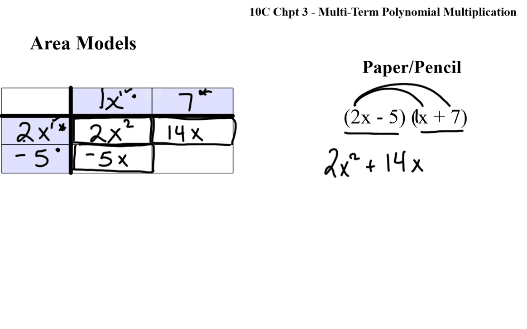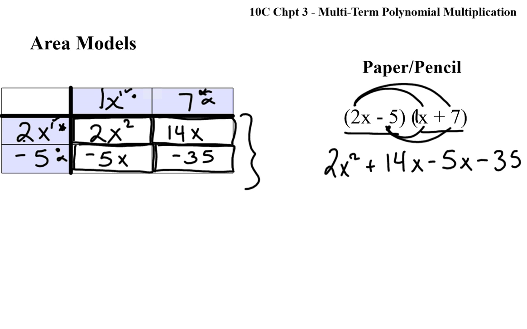Take a look at the paper pencil. Negative 5 times 1x is a negative 5x. And we finish by taking negative 5 times 7 to fill in our last box, negative 35. Negative 5 times 7 is negative 35. All these four parts: 2x squared plus 14x minus 5x minus 35.